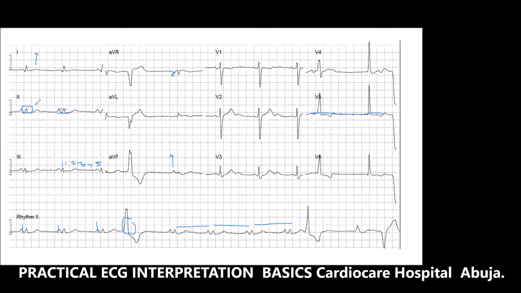Okay, we need to talk about LVH. If you look at the R wave in V5 or V6, and we add it to the S wave in V1 or V2, Dr. Austin, can you help us show? Okay. So, R wave in V5 or V6. One, two, three, four. Then one, two, and a half. If you add the two together, more than seven big boxes, we'll say you have left ventricular hypertrophy.